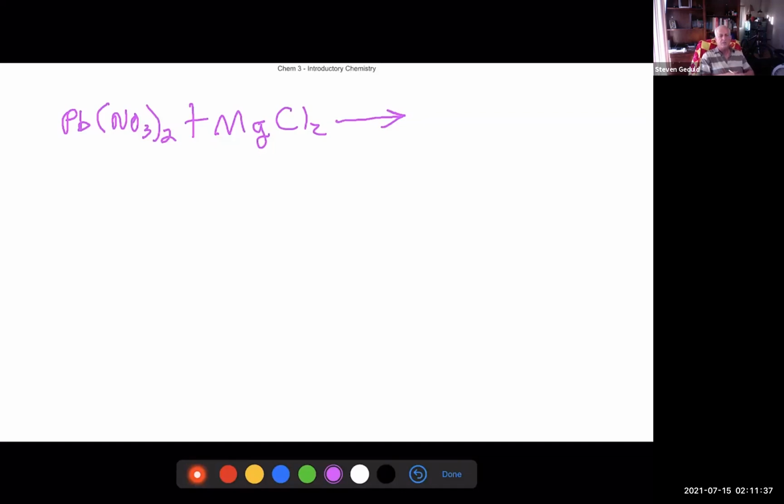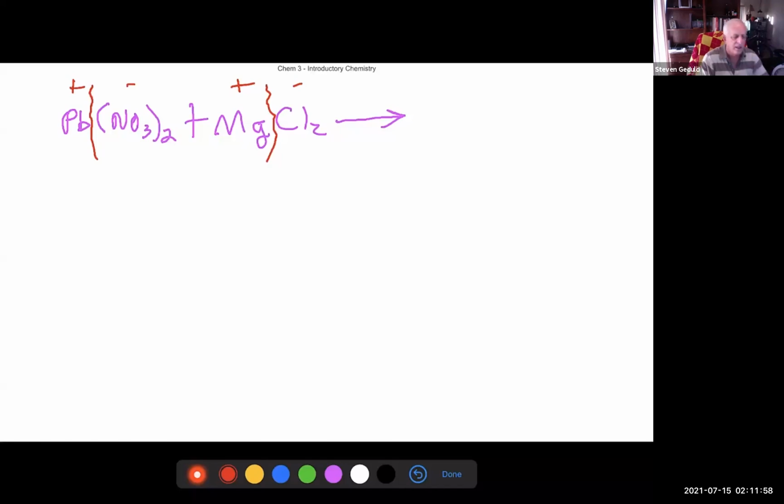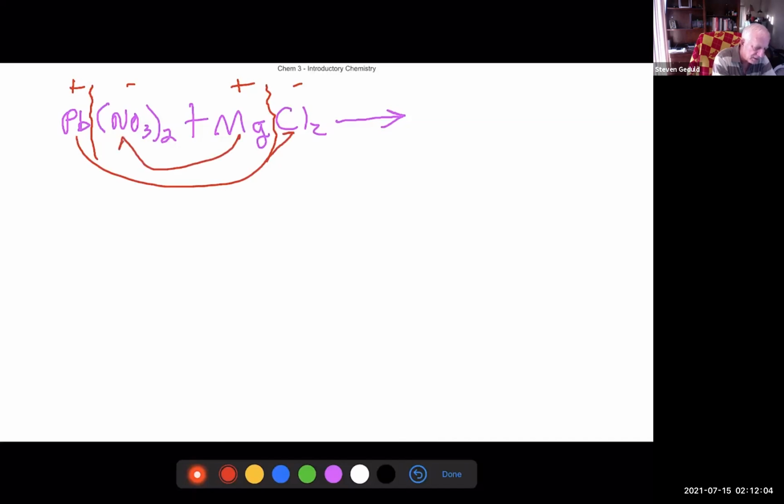So we have lead nitrate and magnesium chloride. And it wants us to predict the products, and give the total and the net ionic equation. Okay. So what's it going to be? Remember, you're going to separate your plus and minus charges. So when you're predicting these, this is the positive side and the negative side. We're going to take this positive and combine with this negative, and take this positive, combine with this negative. So you're going to form lead chloride, PbCl2, and you're going to form magnesium nitrate.